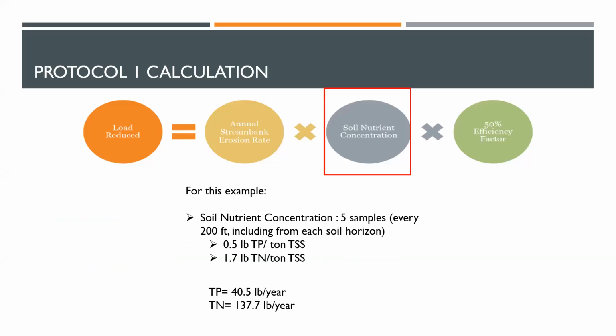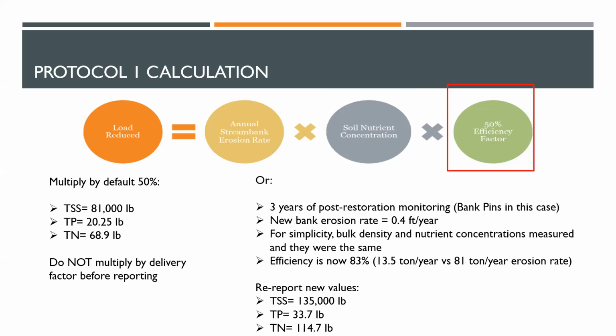Then you go to the soil nutrient concentration. So you have your sediment load, and you're doing your site monitoring for soil nutrient concentrations, probably using the same sites where you took your bulk density samples. This is a best professional judgment call, but we'll say again, 5 samples every 200 feet. You find that you have 0.5 pound of phosphorus per ton of sediment and 1.7 pounds of nitrogen per ton of sediment. Those are your soil nutrient concentrations. You multiply those by your sediment load, and you get 40.5 pounds per year of phosphorus and 137 pounds of nitrogen.